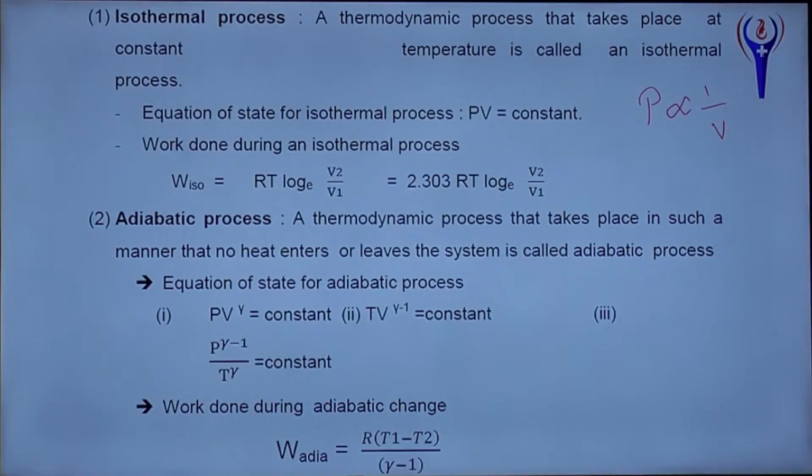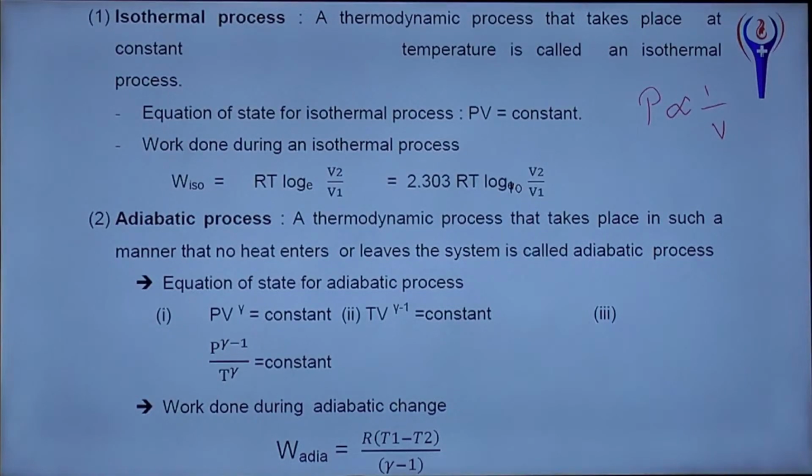And the work done during an isothermal process is W iso equals RT into log of V2 by V1, with log to the base e, which is equal to 2.303 RT into log of V2 by V1. This is not e, here there will be a 10, that is log base 10. Log to the base e equals 2.303 into log to the base 10.